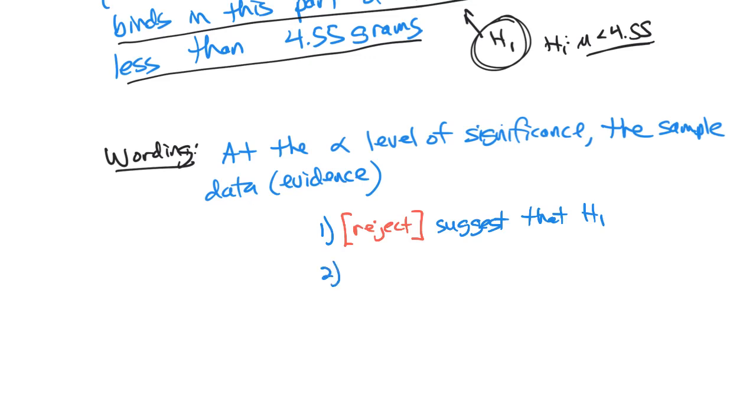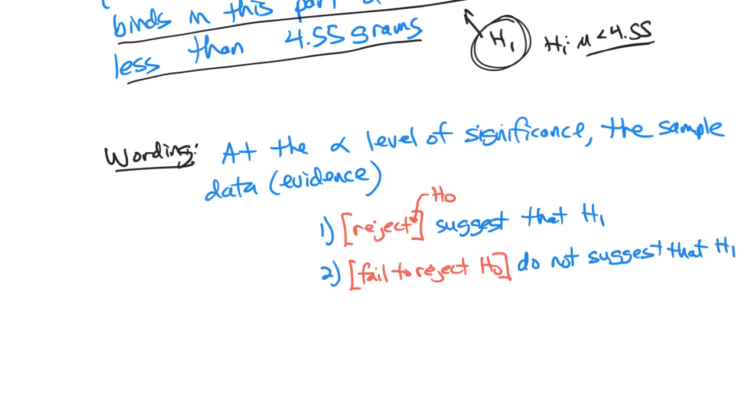And the only other thing that could be is if you fail to reject H naught. So if you fail to reject H naught, in other words, the p-value is greater than alpha, then we just say the sample data do not suggest that H1. And you notice that both of these conclusions are in terms of H1.